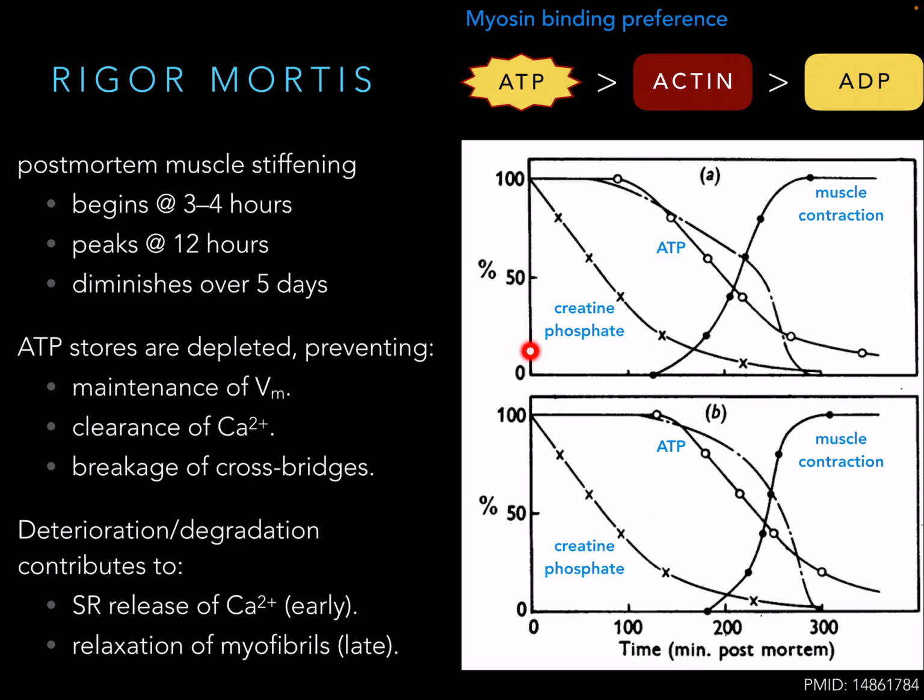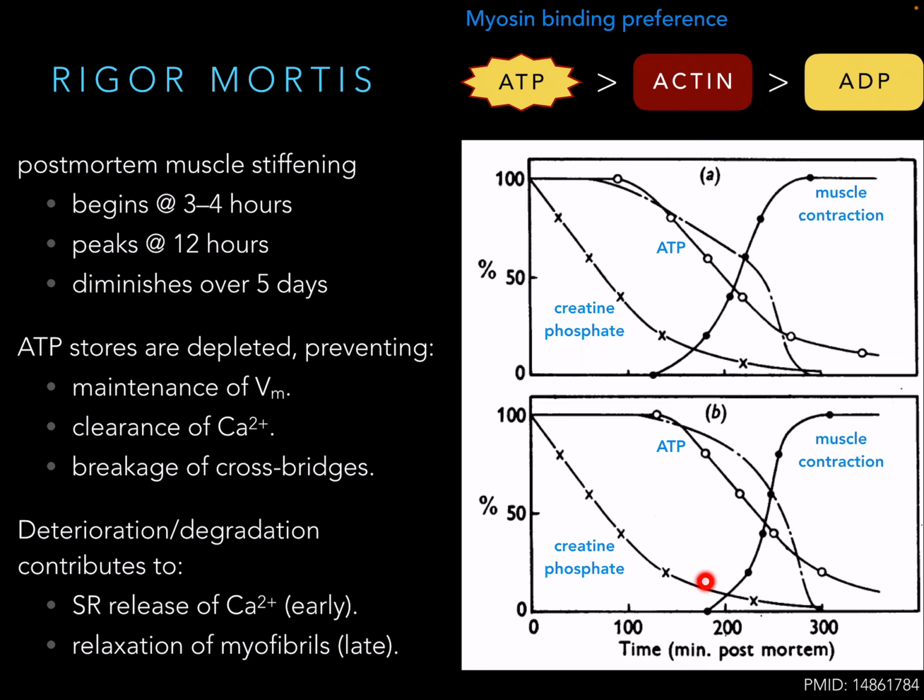Time 0, we just died. We still got the normal amount of creatine phosphate, ATP, and my muscles are relaxed. Okay, whether you're on the top or the bottom, doesn't matter. The first thing to go is creatine phosphate. That makes sense. So we run out of this.